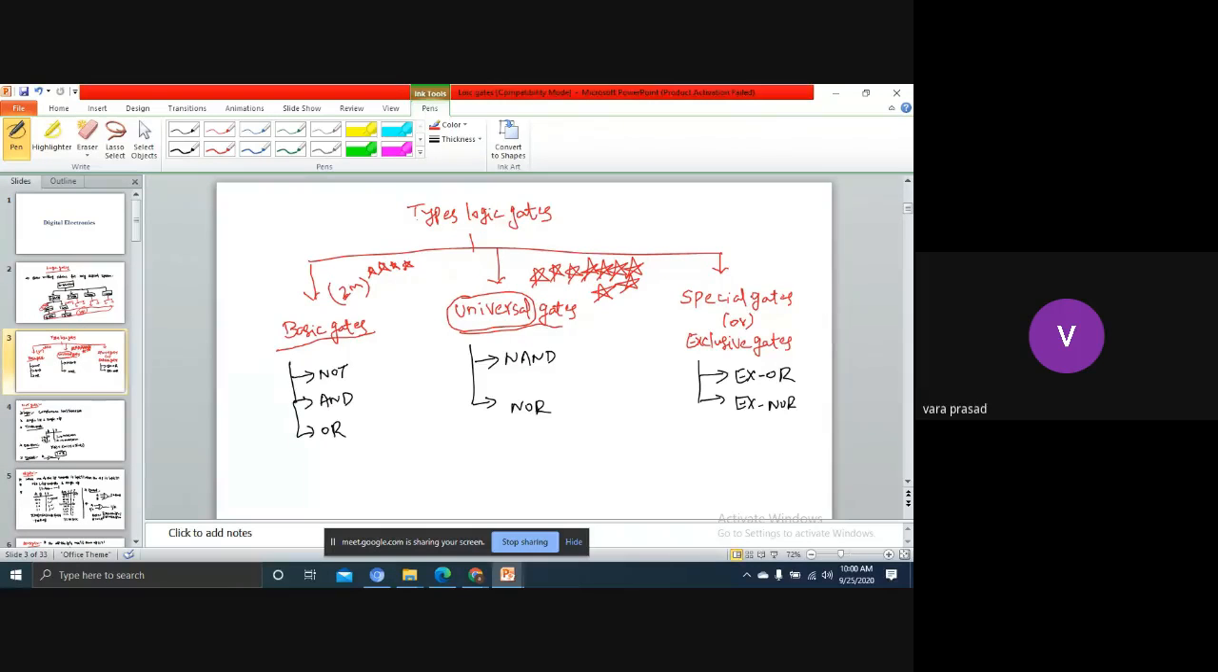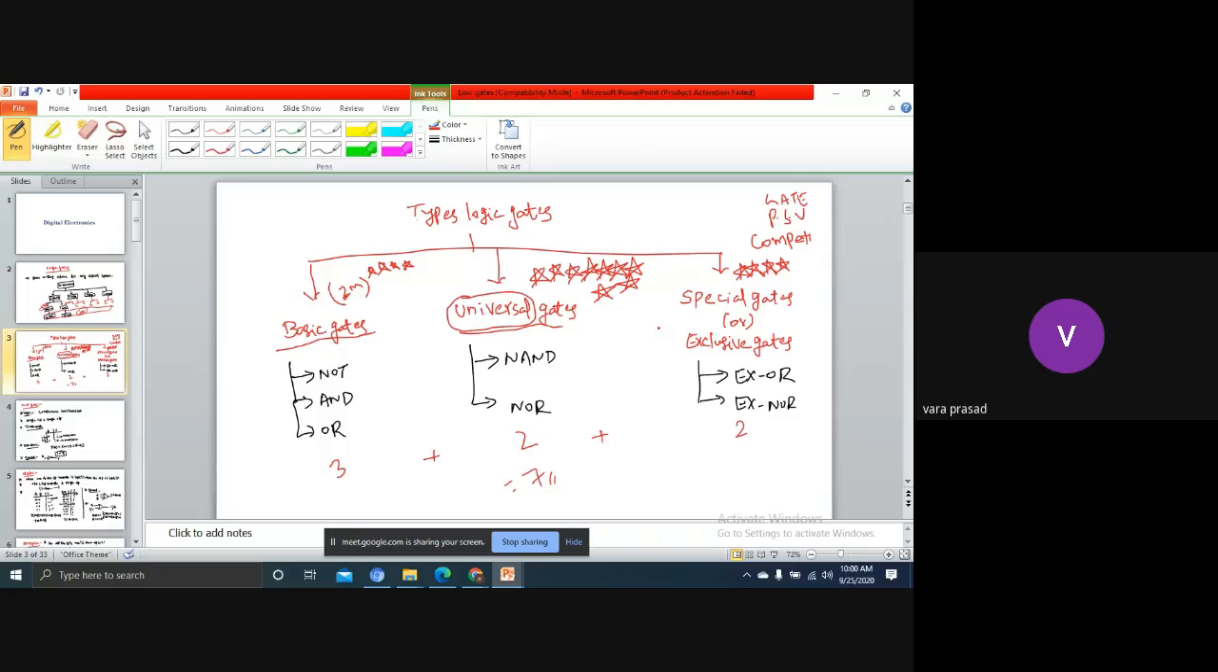Now, special gates are exclusive gates. There are two types, XOR and XNOR. Totally, basic gates are 3, universal gates are 2, and exclusive or special gates are 2, so 3 plus 2 plus 2 is equal to 7 gates. We are going to discuss 7 gates. From a competitive exam point of view, these are very important. In PSUs or GATE exam, they can ask maximum questions from XOR gate.